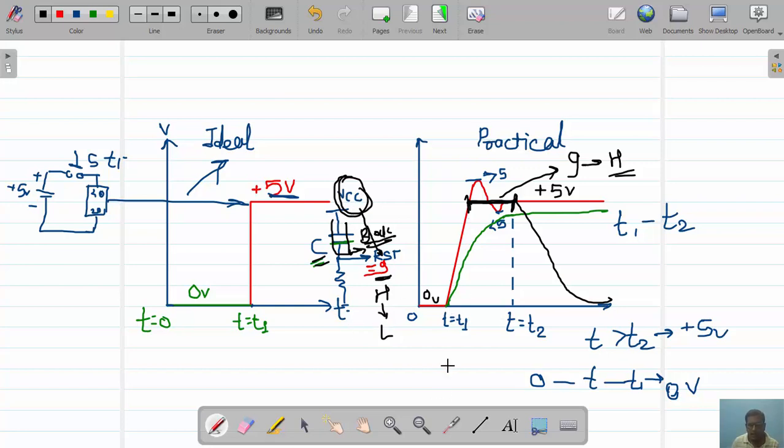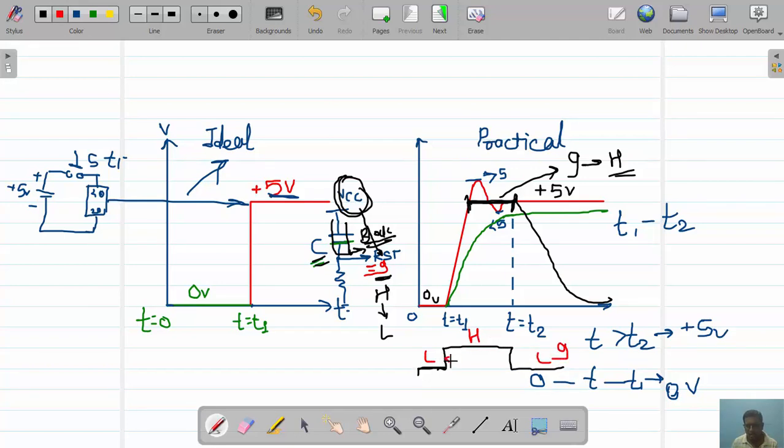So initially, if I draw here the status of pin number 9, between 0 to T1, pin number 9 is at low level. At t equal to T1, as the capacitor is charging, the supply given to pin number 9 is a high level. And after T2, again the voltage at pin number 9 is low. So, simply, a pulse is provided on pin number 9.